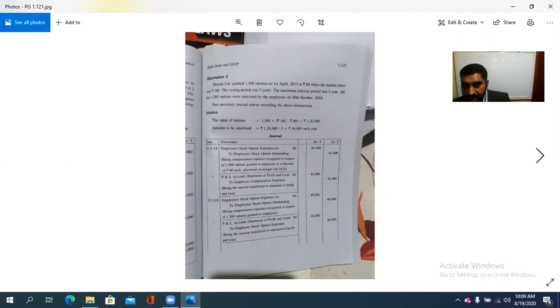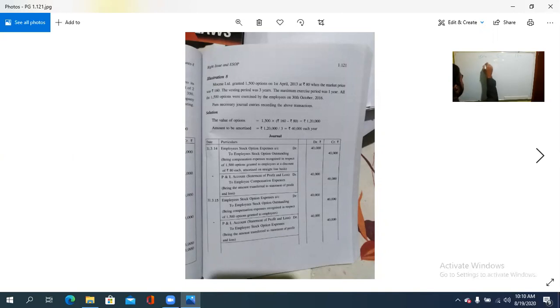All the 1,500 options were exercised by the employees on 30th October 2016. So 2013, then 14, 15, 16, 3 years we need to pass the entry. Then pass the necessary journal entries according to the above transaction.